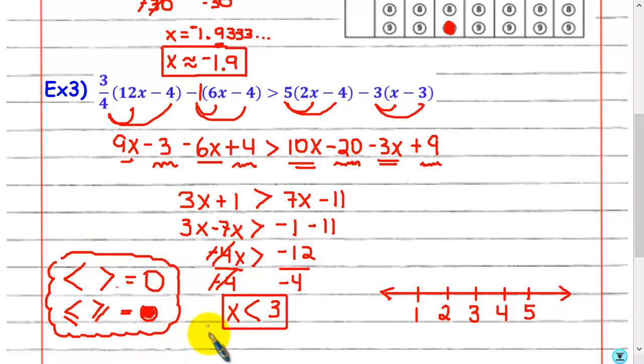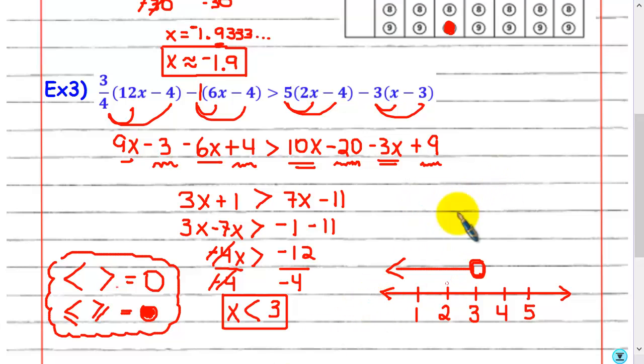Over here, since we have less than, that means our circle is going to be an empty circle starting at 3. And because it's less than, we're going to go to the left. In other words, see how the arrow is pointing to the left, and then the inequality sign is pointing to the left? Those will be the same.